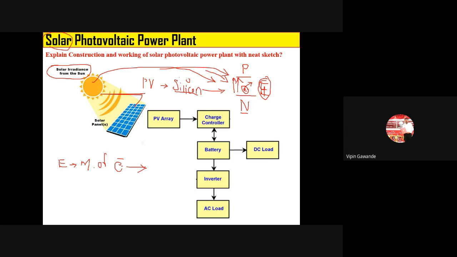These electrons are moved when the sunlight falls on the silicon atom. So electrons get excited and they start moving in the PV panels, in that particular PV panel in the P junction. And because of this movement of the electron, there is a generation of what? There is a generation of voltage. Okay, there is a generation of voltage.